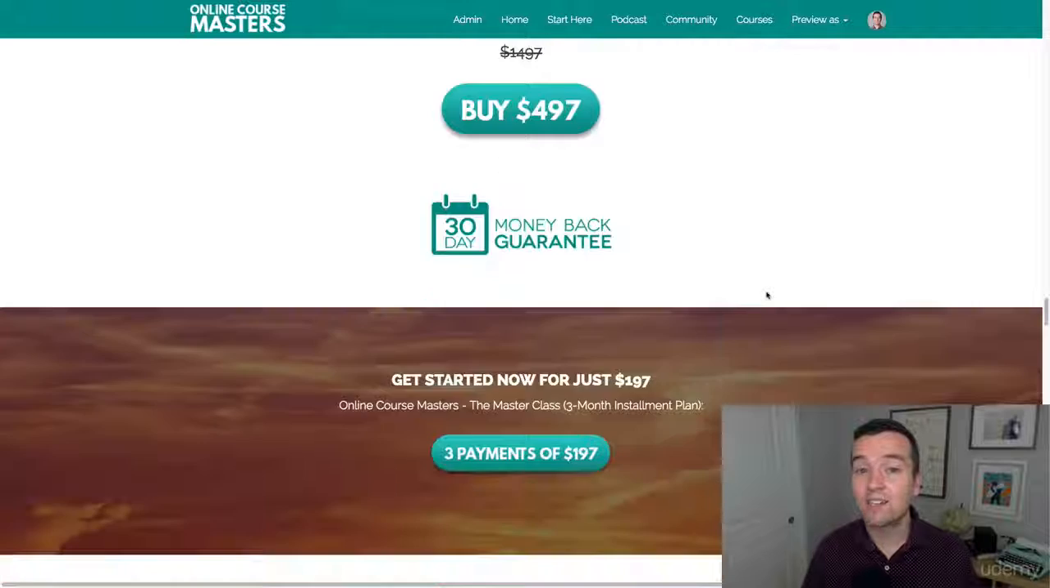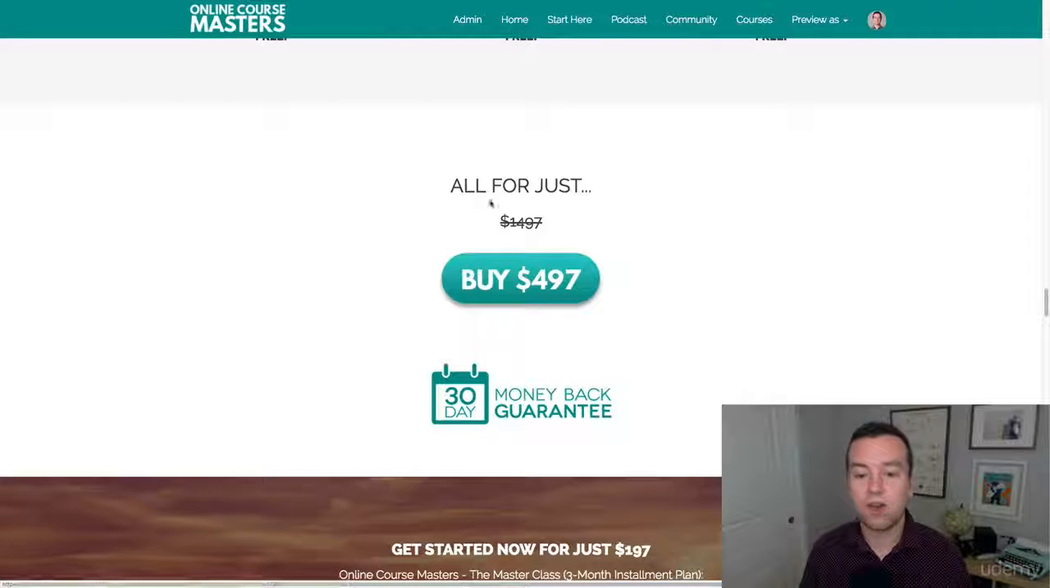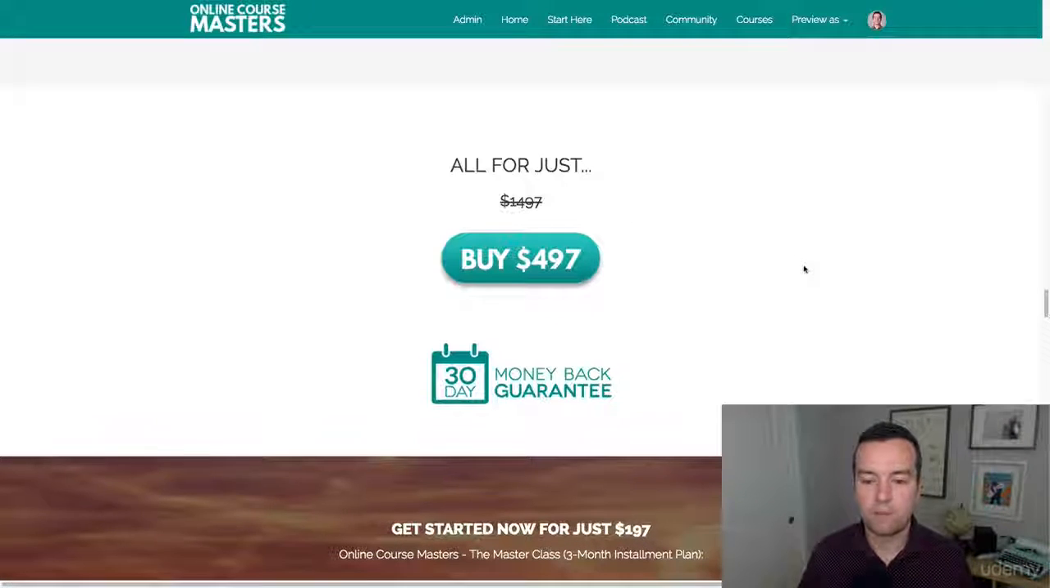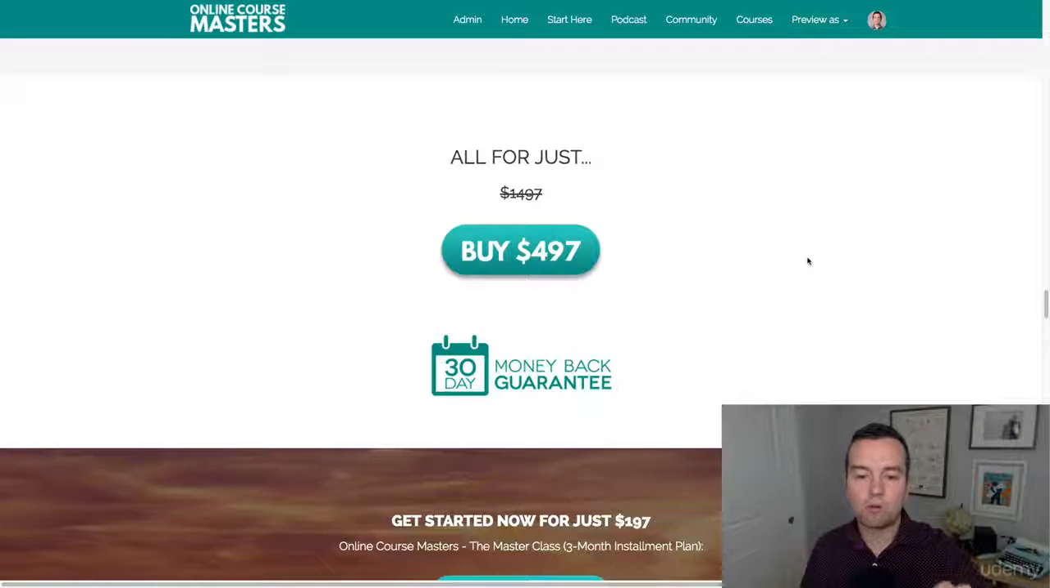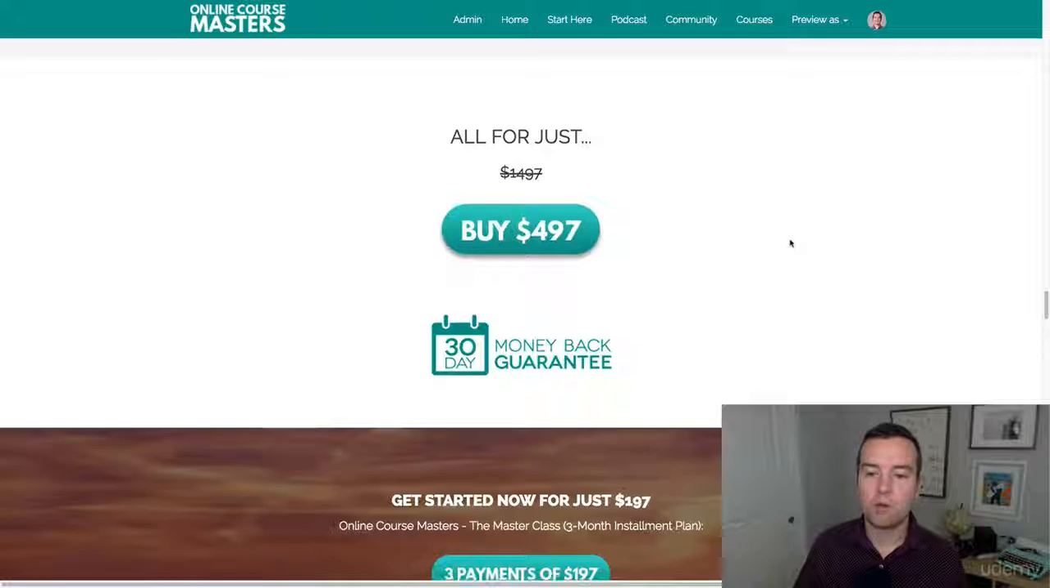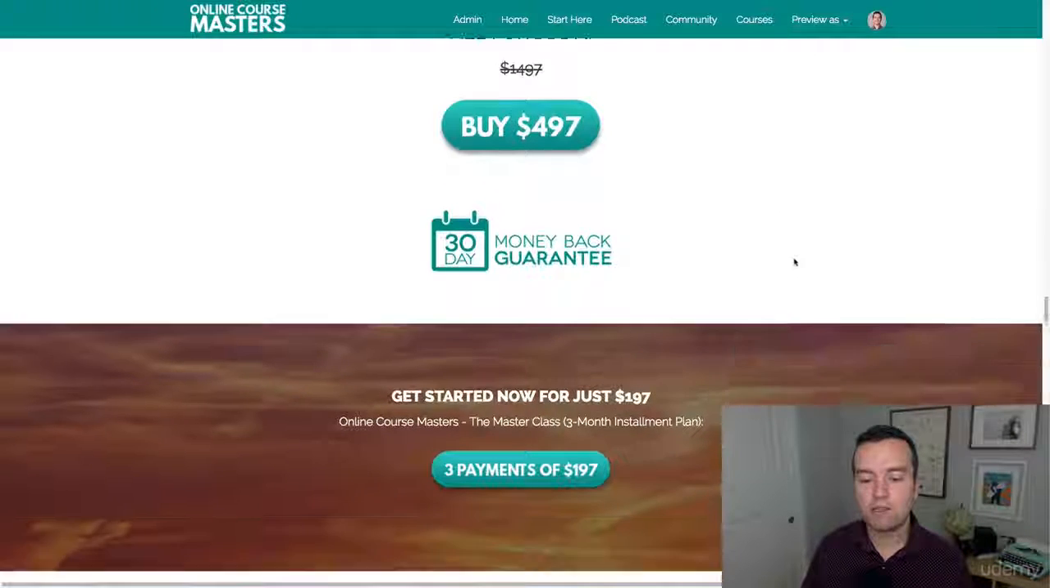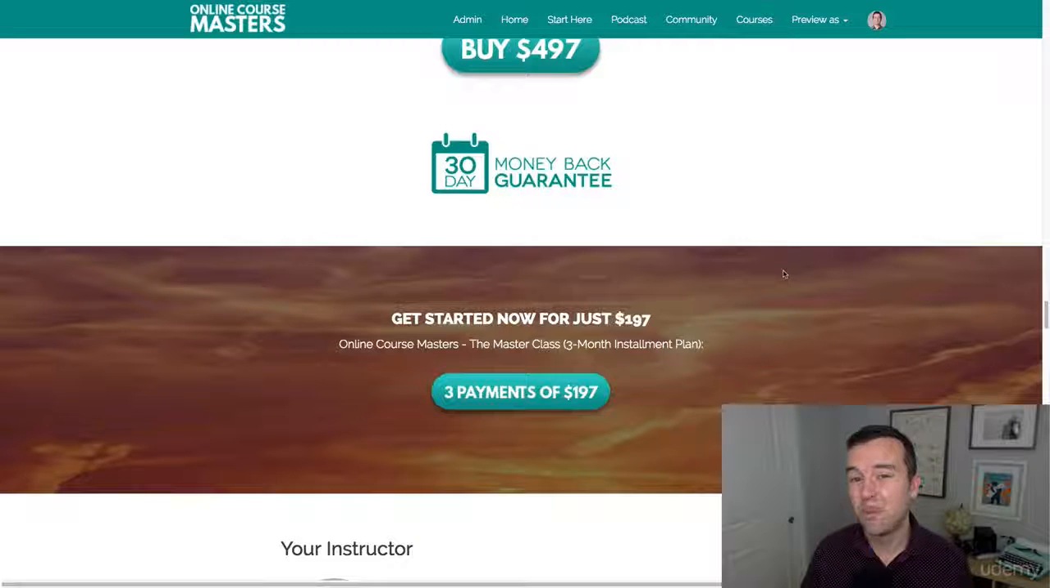One tactic that works a lot is adding up the cost of all of these different things individually, putting it together, striking through it, and then showing the actual cost. So here I have broken down the two options. Sometimes you see this side by side. I've put it top and bottom, but you have the $497 one-time price or the 3 payment plan.